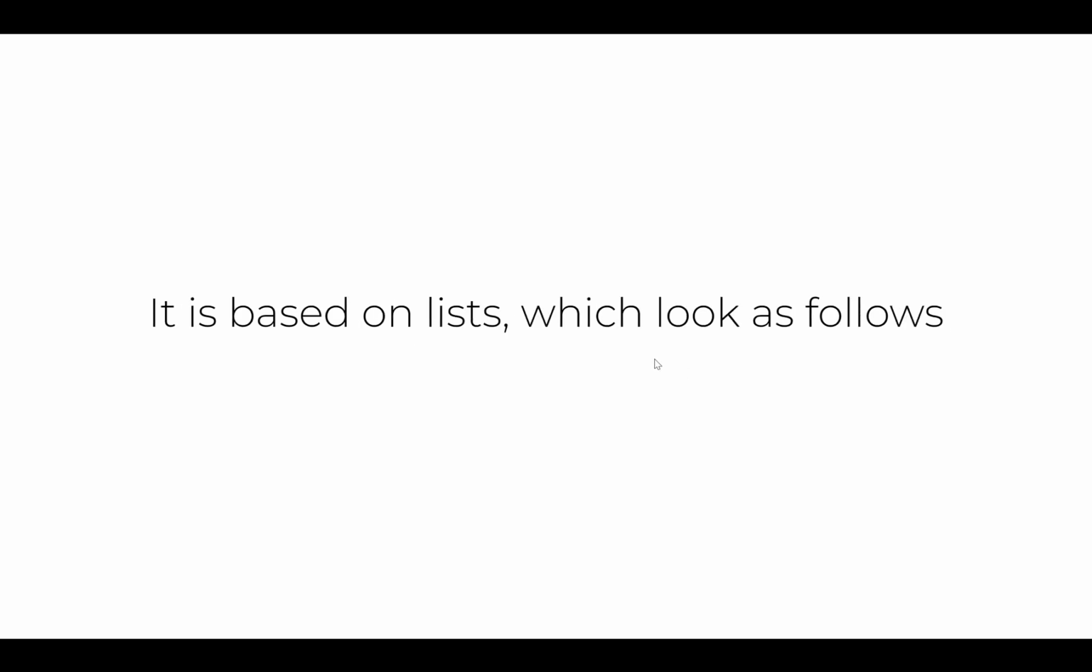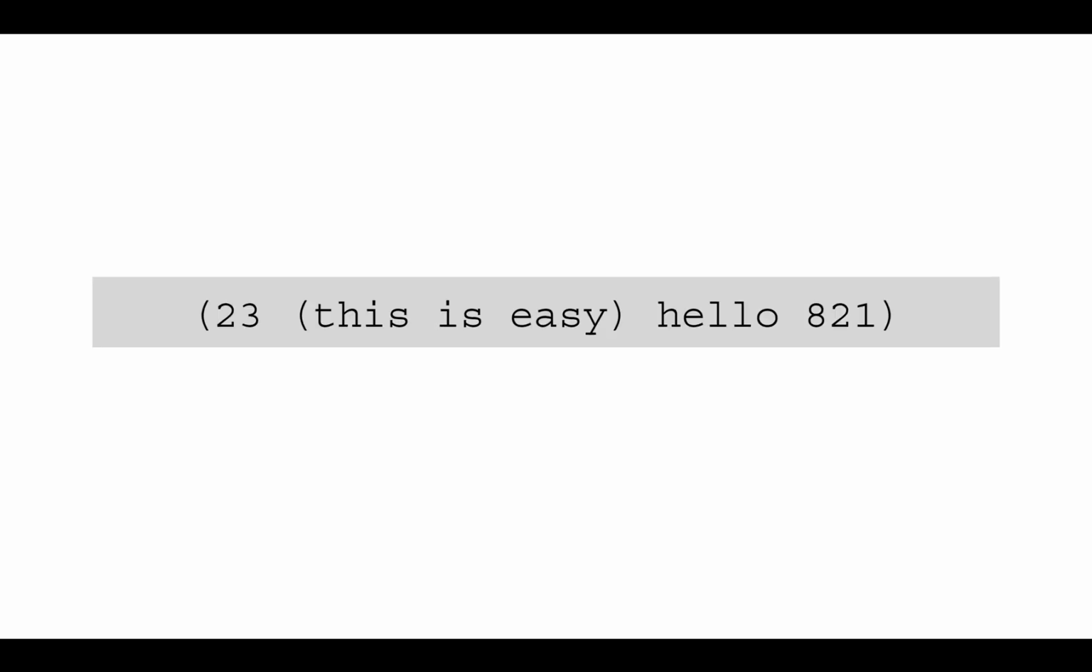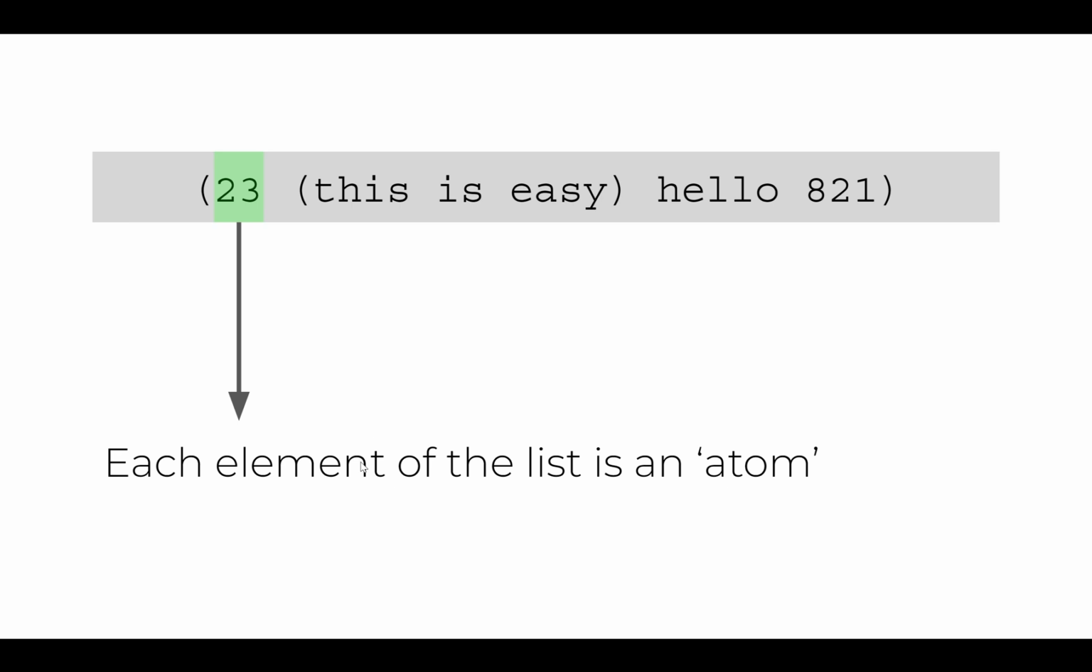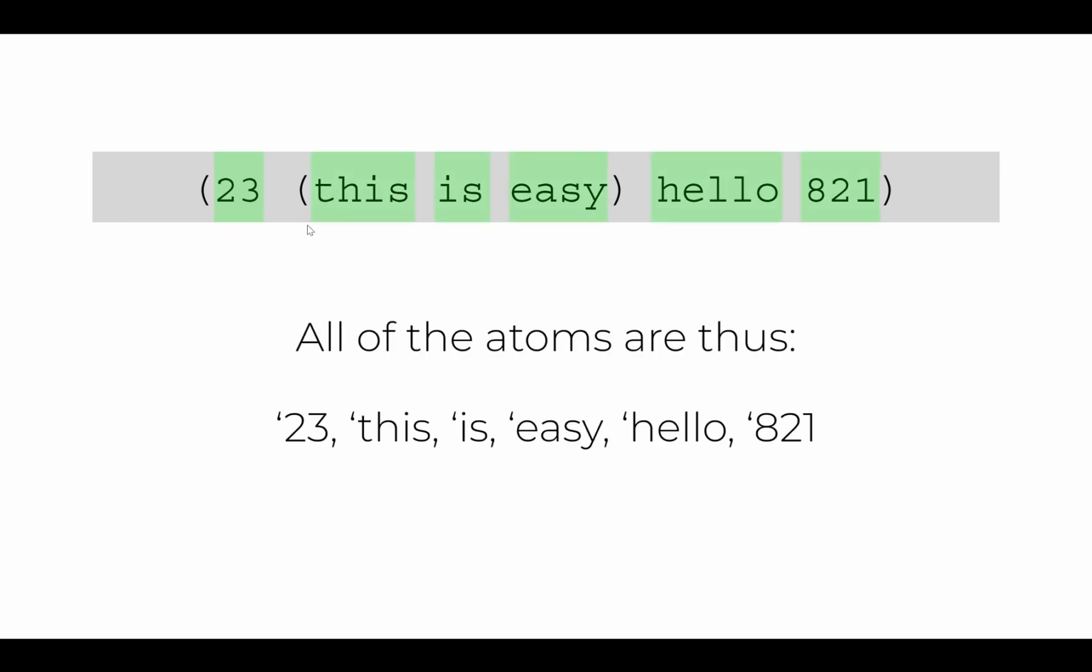Lisp is based on lists, which look as follows in the language. This is a list in Lisp, with elements 23, this is easy, hello, and 21. Each element of the list is an atom. So at the lowest level, all of the atoms are 23, this, is, easy, hello, and 21.